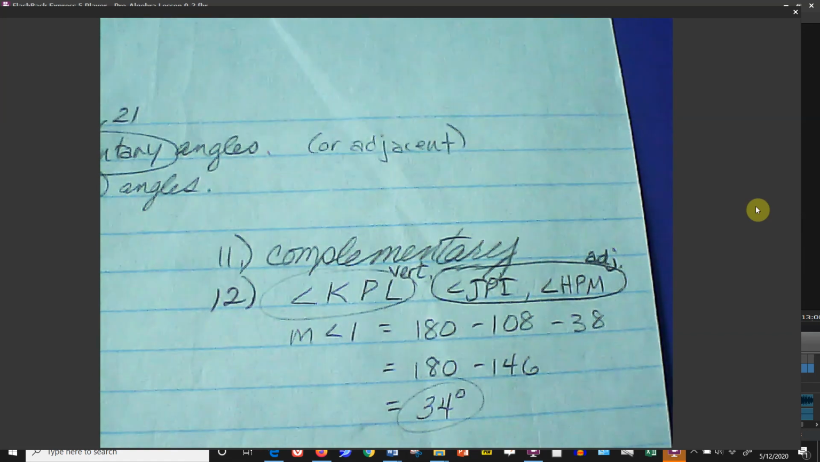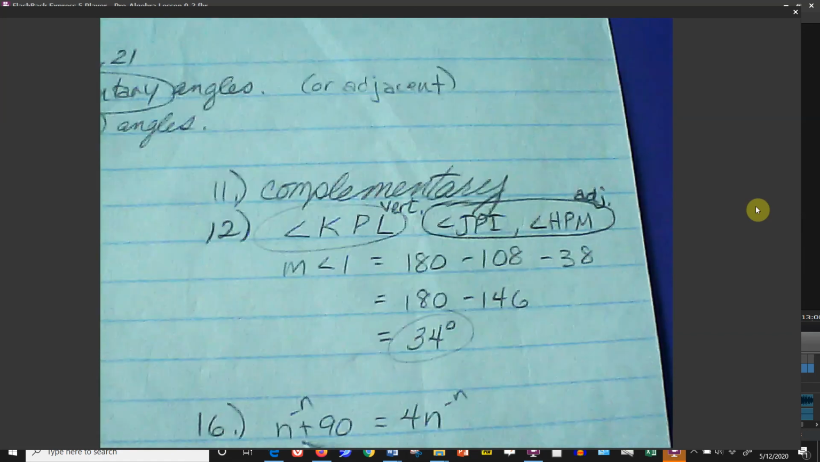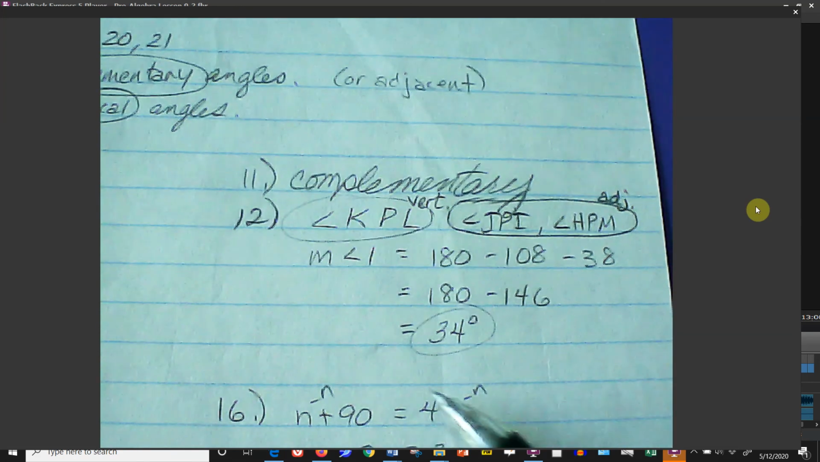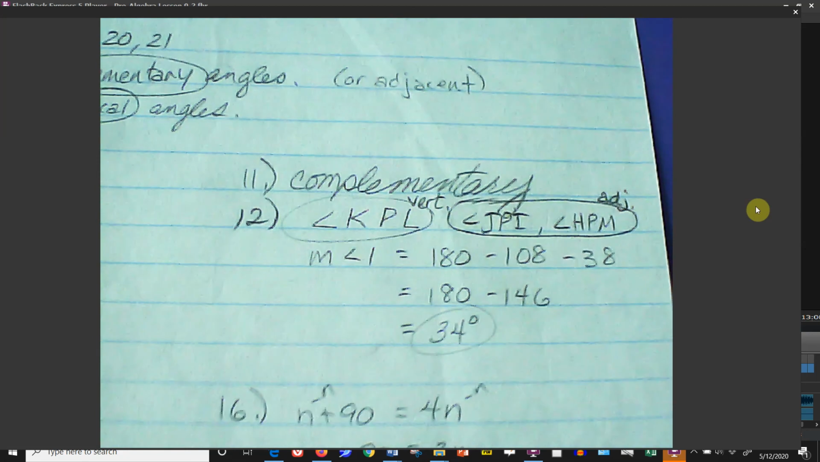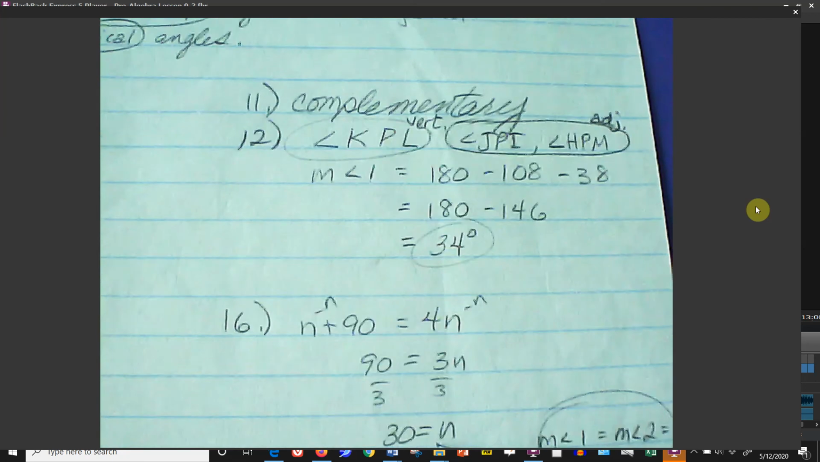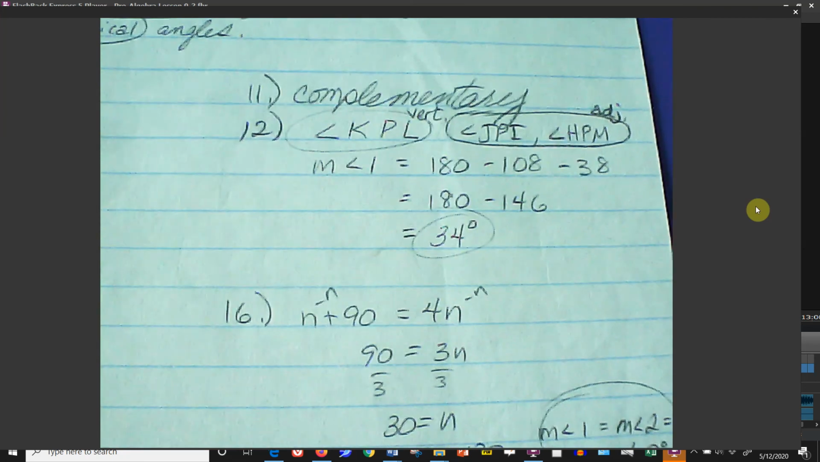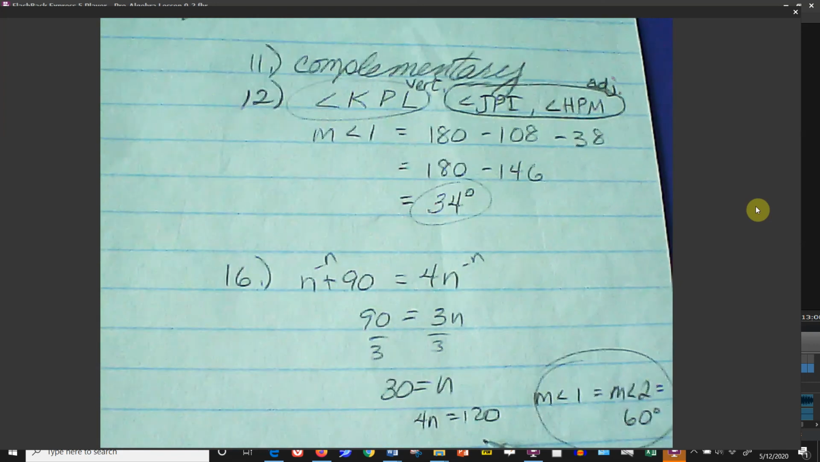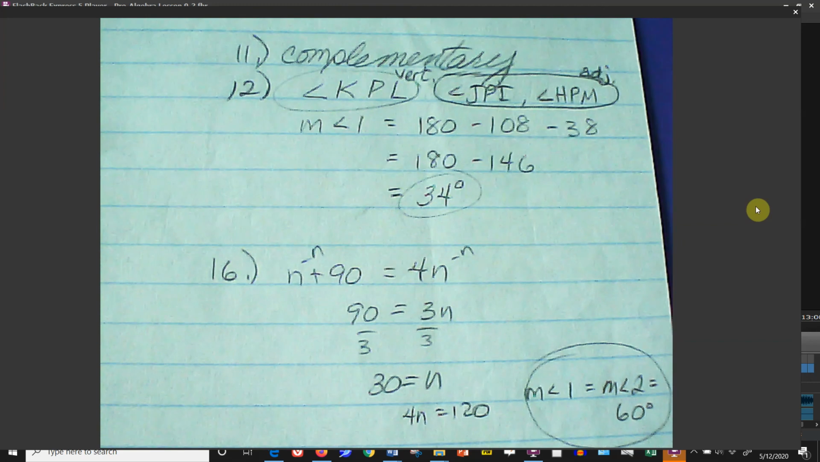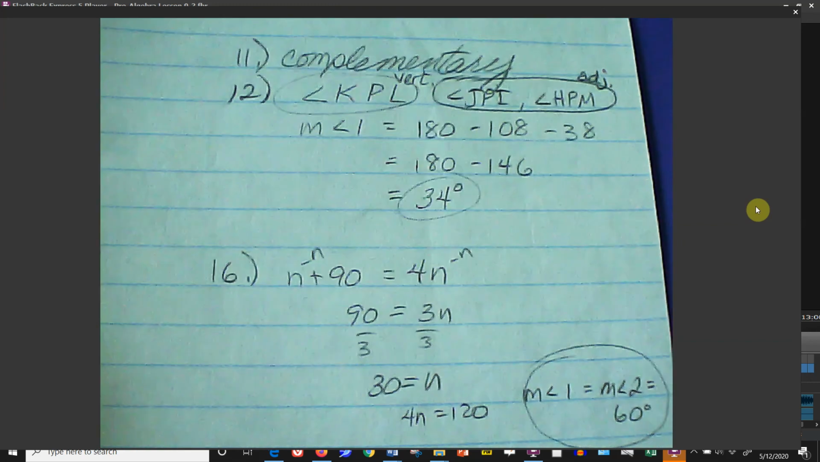Number 16. We have an equation, n plus 90 is 4n. Well, now I can combine the n's because I got n's on both sides, got to subtract 1 n away. So now 90 is 3n, divide by 3 and n is 30, but that's not what they asked us. They asked us what the angles were, right? So 4n would be 120. The measure of angle 1 would be the same as the measure of angle 2, which would be 60 degrees. Okay, look at the diagram again if that doesn't quite make sense to you.